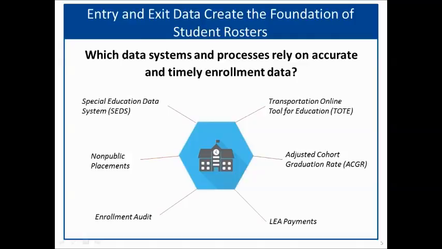And so, which data systems and processes rely on accurate and timely enrollment data? These are just some of the practical implications of the entry and exit codes that we receive from you. You should already know this, but we'll get into it a little further into the presentation. Rosters and SEDS are impacted by your entry and exit data. We'll talk about non-public placements and enrollment audit. As I mentioned, LEA payments and ACGR, and even downstream systems such as the Transportation Online Tool for Education, or TOTE, are all impacted by accurate and timely enrollment data.